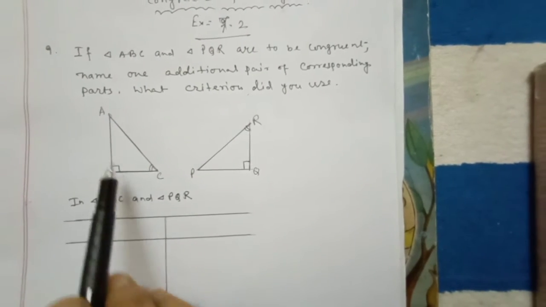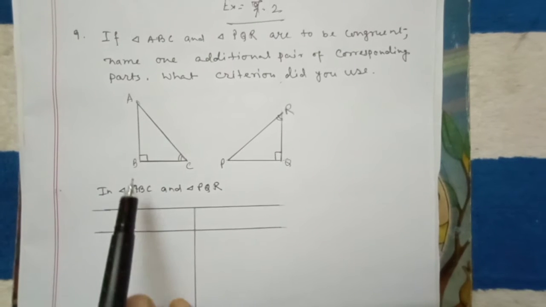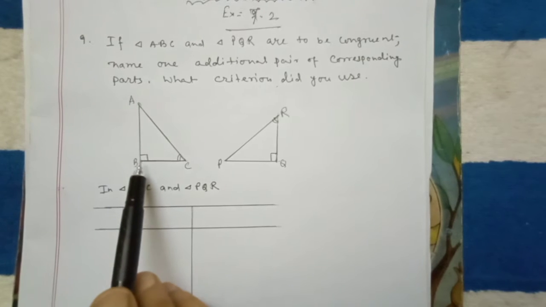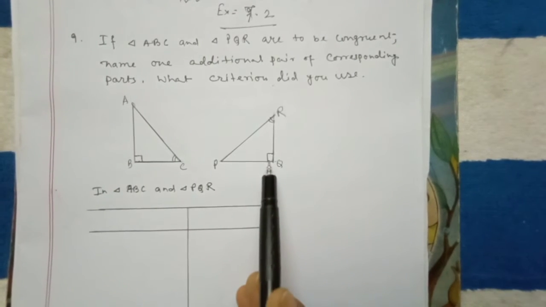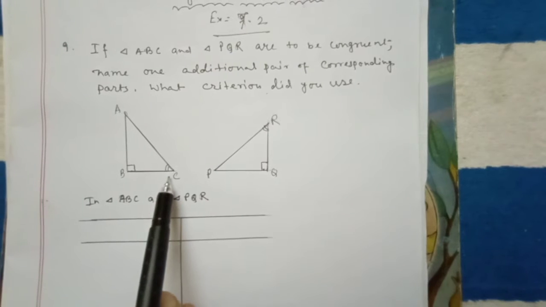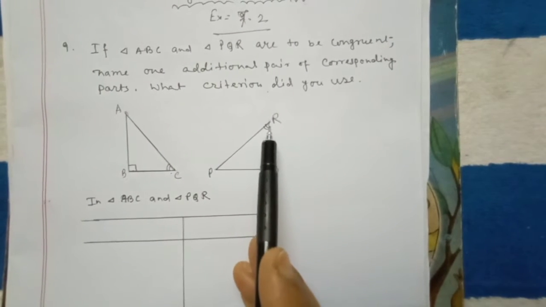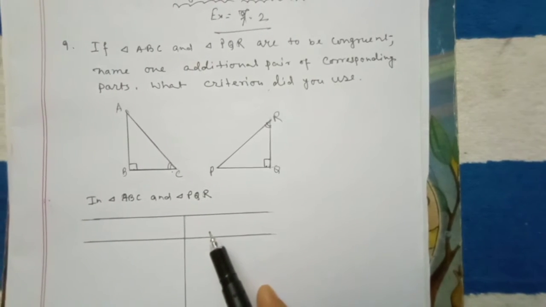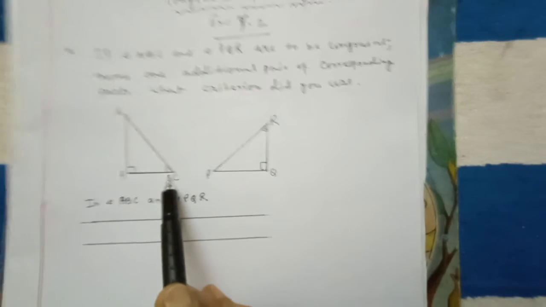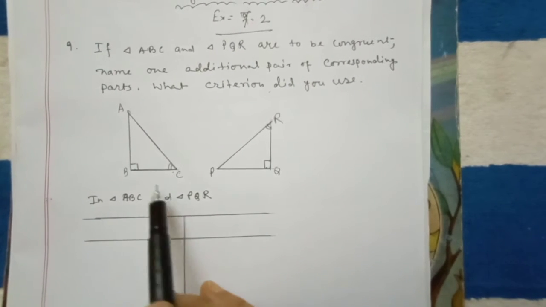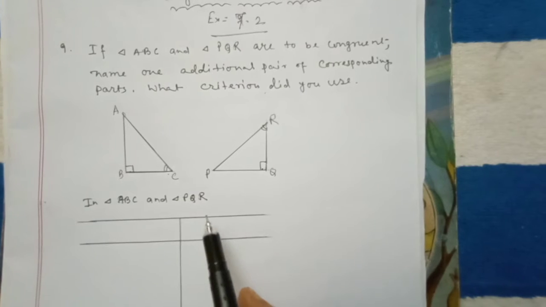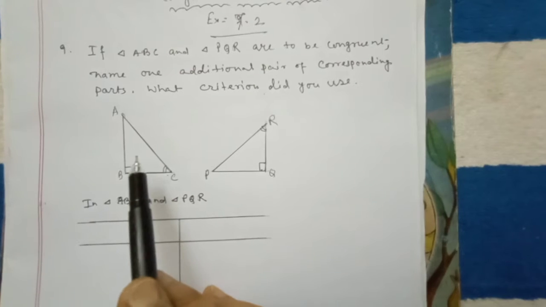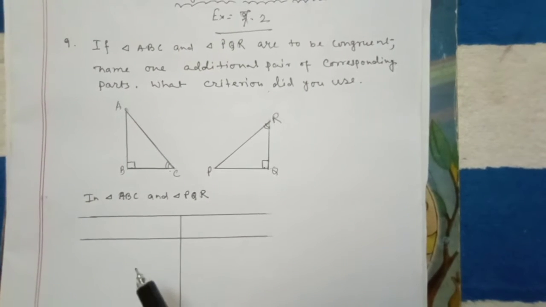See, in these two triangles, two right triangles are given here. In triangle ABC, angle B is 90 degrees, and here angle Q is also 90 degrees. And it is given that angle C is equal to angle R. But these are not sufficient to complete the congruence criteria. You need another point also to make the congruence criteria complete.